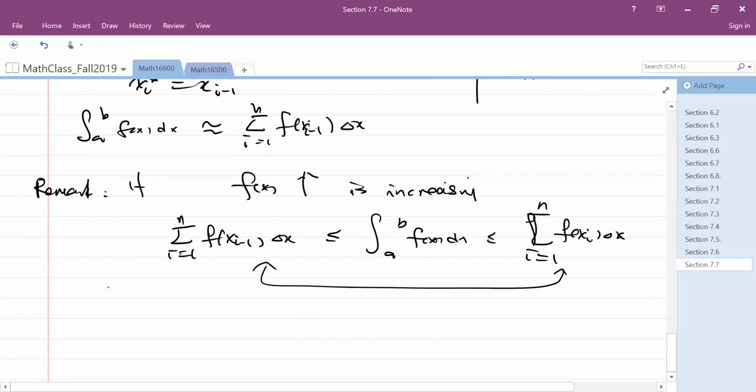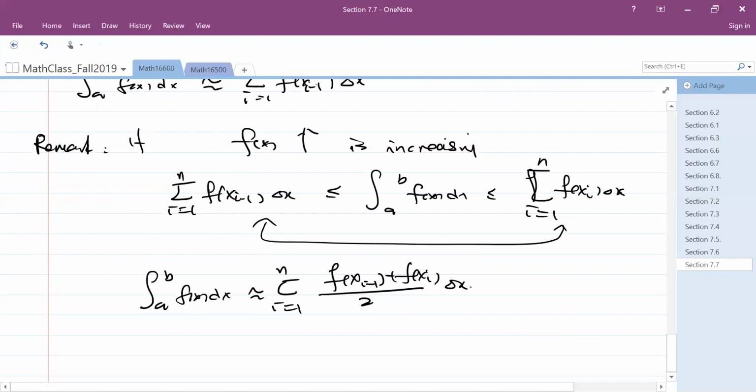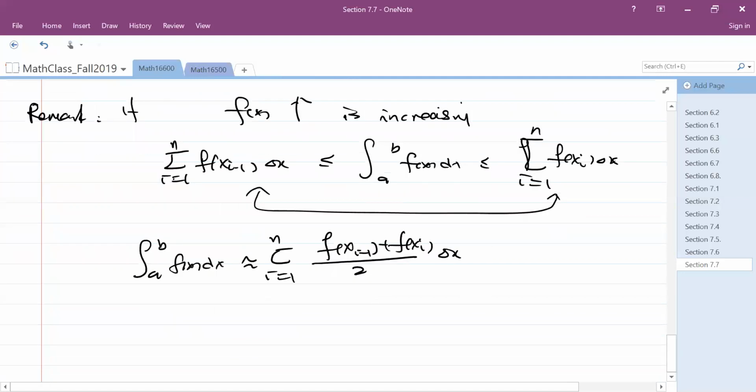So the conclusion is, in this particular case, I can add them together. Right? A better estimate. Okay, this will be a better estimate. Yeah, but this estimate is called the trapezoid estimate. Why?